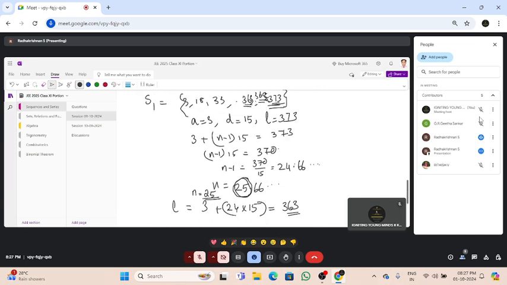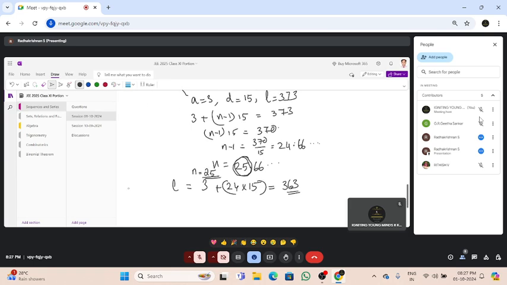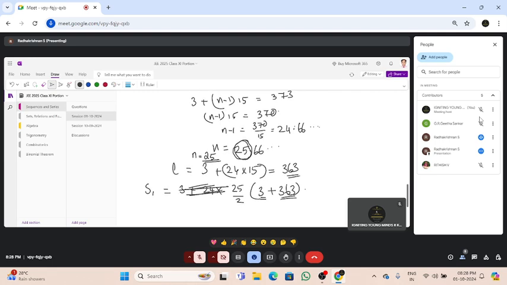So what will be your S1 now? A plus L, we already got it. So n by 2 into A plus L. N is 25 now, A is 3 and L is 363. So n by 2 into A plus L. So calculate this.